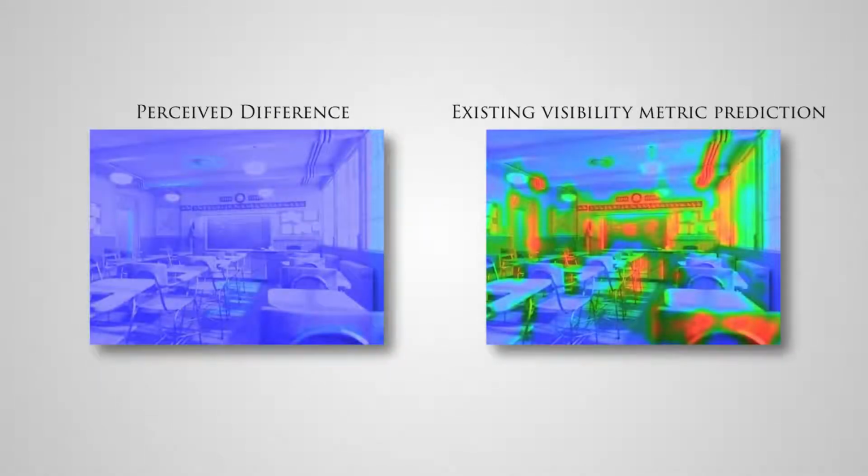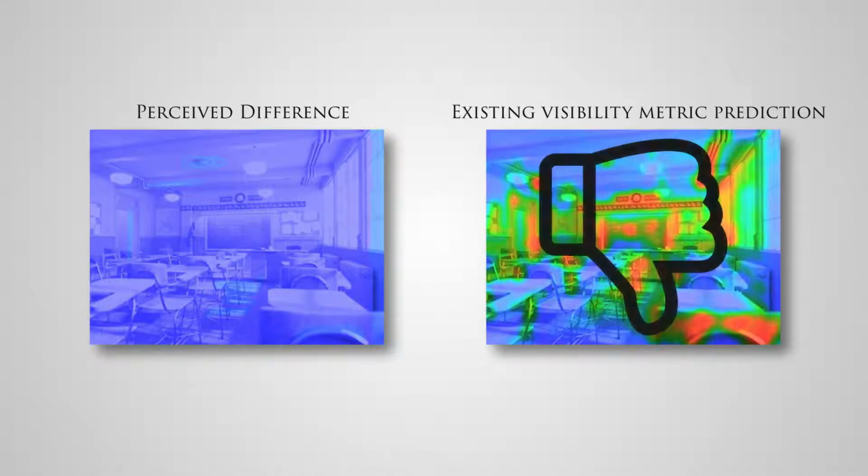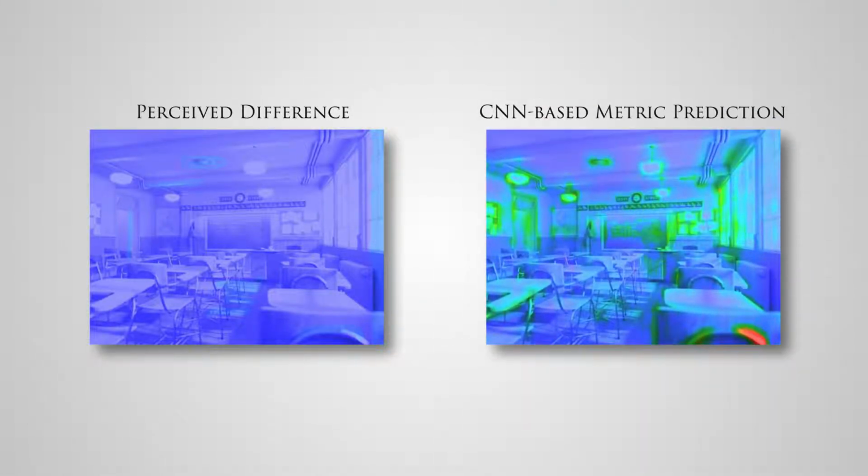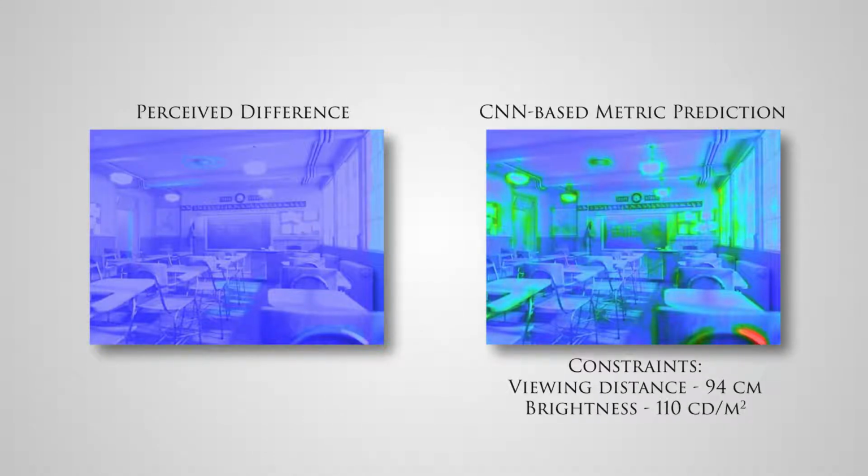Existing visibility metrics are often not accurate enough, as they are white box models with too few parameters to learn the complexities of the visual system. The recent work by Wolski et al. showed that a CNN-based visibility metric trained on a suitable dataset can outperform white box metrics. However, the metric was trained for a fixed viewing distance and peak display brightness.